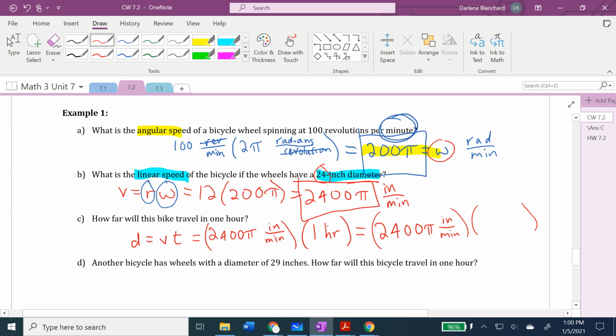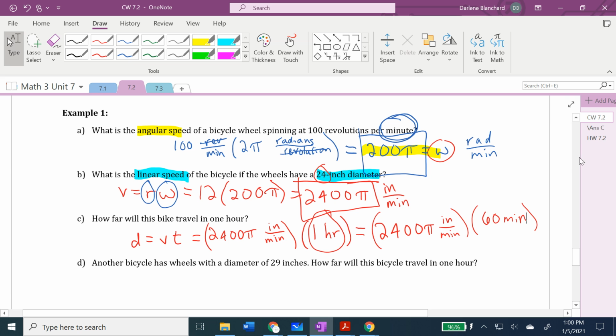1 hour is equivalent to 60 minutes. And now I can multiply those two numbers together to get an answer for how far the bike traveled in 1 hour. And go ahead and multiply the pi in there. Do you guys have your calculators? What is 2400 times pi times 60?